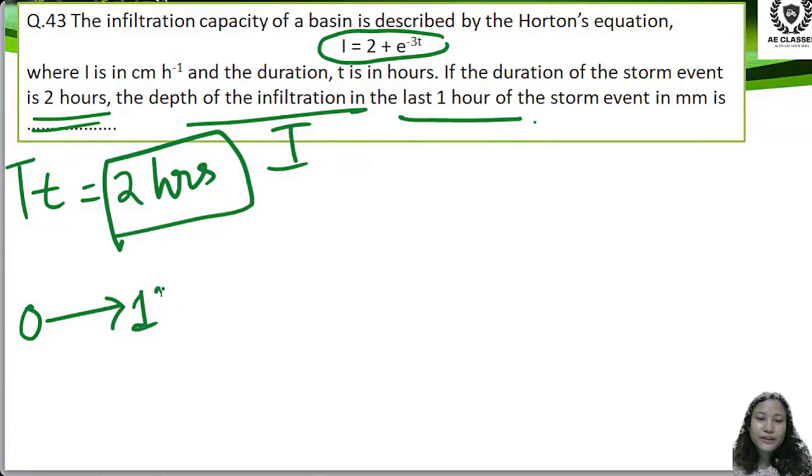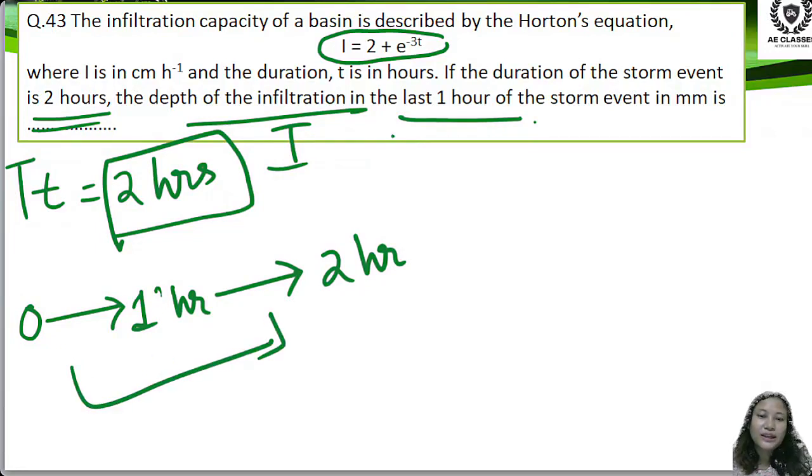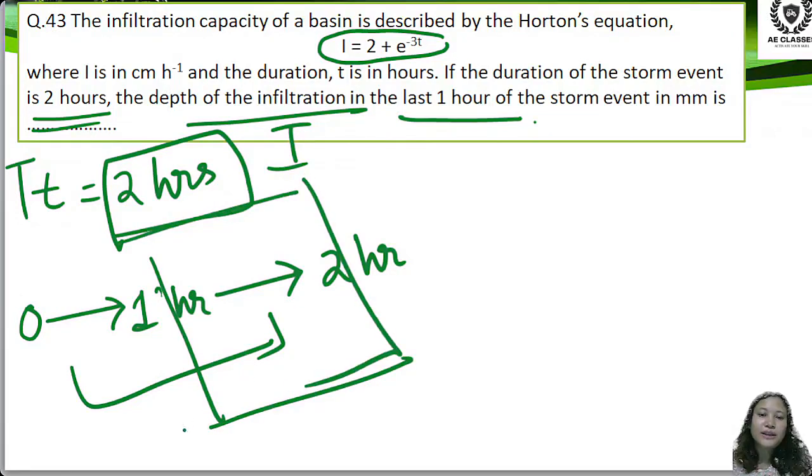Okay, first 1 hour, then again 2 hours, isn't it? So we can break this whole duration in terms of hours into two different groups. Basically the question is asking you to find the infiltration in this period, from the mid 1 hour to the last hour. So you see, here we have to use integration.